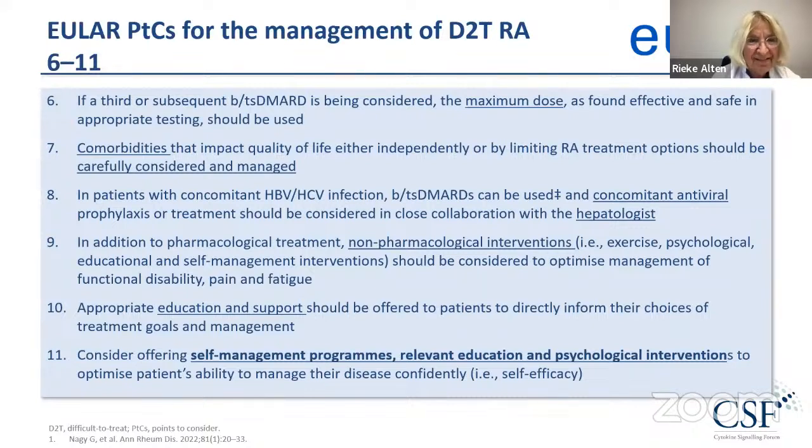Next slide, please. So again, here are some points, and I mentioned it already. For these patients who are difficult to treat, a self-management program is important, and education and also psychological intervention is necessary to optimize the patient's ability to manage the disease confidently and really to learn self-efficacy. That is really important, and comorbidities have to be treated by the specialist and carefully managed and considered. Next, please.